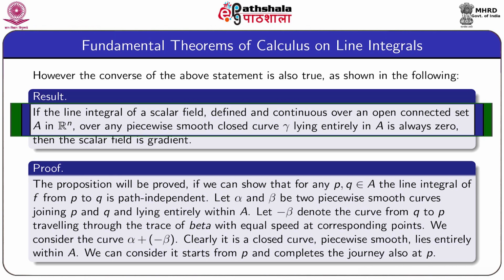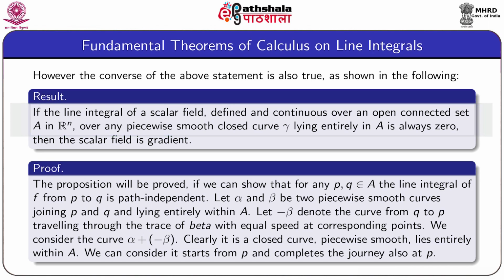If the line integral of a scalar field defined and continuous over an open connected set A in Rn, over any piecewise smooth closed curve γ lying entirely in the set A, is always 0, then the scalar field is a gradient. We start the proof. The proposition will be proved if we can show that for any P, Q in A, the line integral of f from P to Q is path independent.